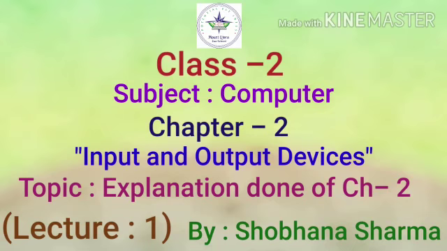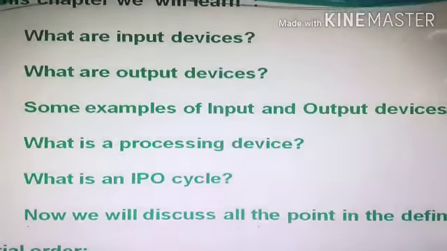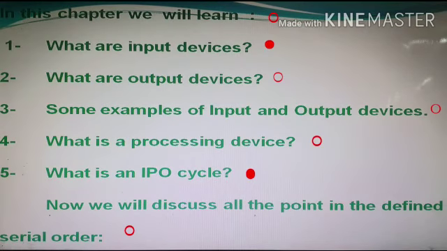Today I am starting the new chapter, that is chapter number 2, Input and Output Devices. So, let's begin. In this chapter, we will learn what are input devices, what are output devices, some examples of input and output devices, what is a processing device, what is an IPO cycle. Now, we will discuss all the points in the defined serial order.